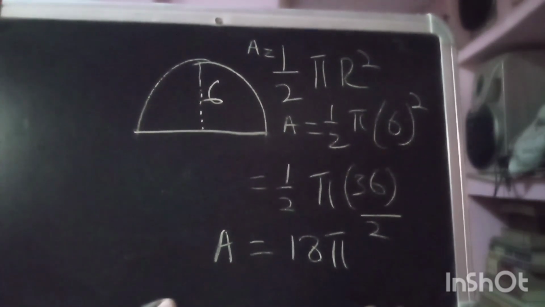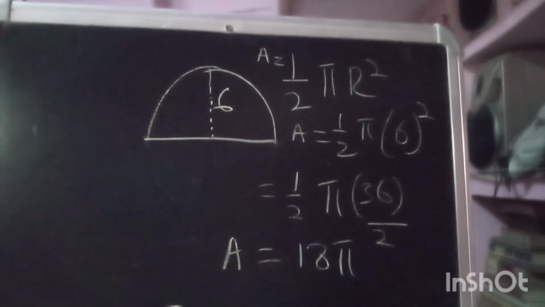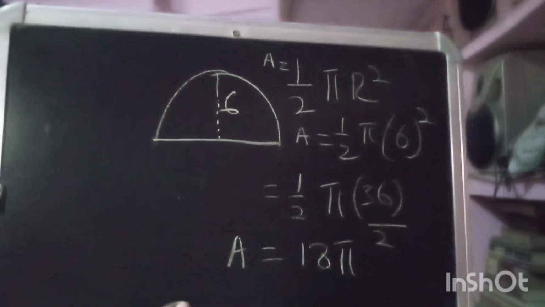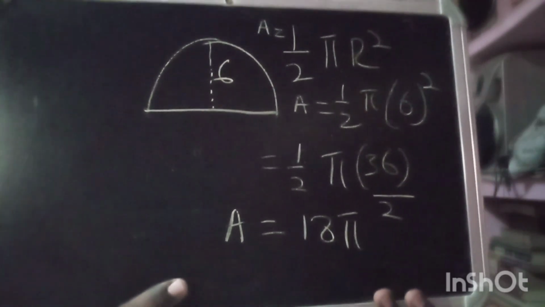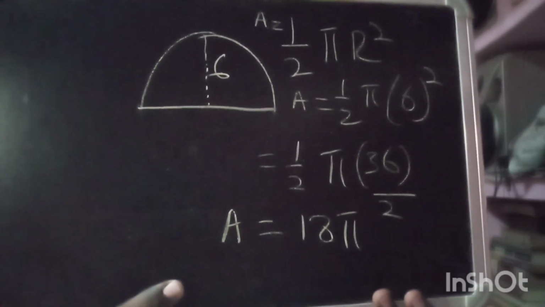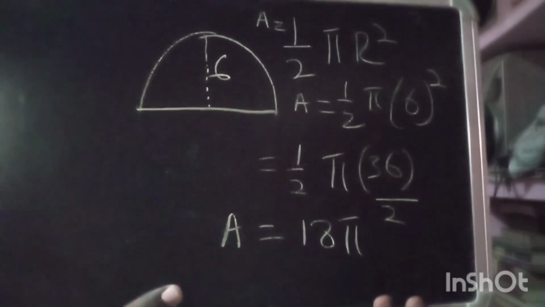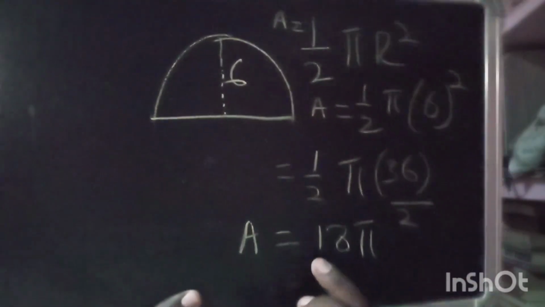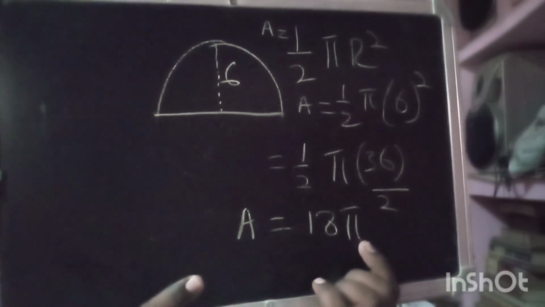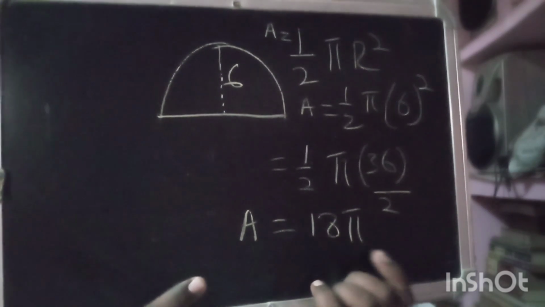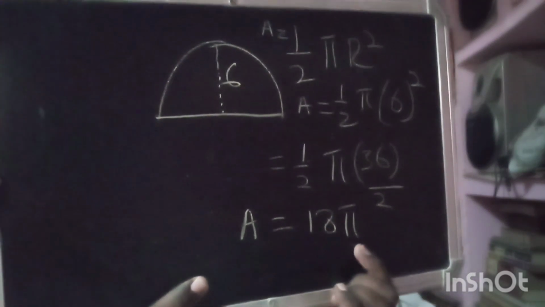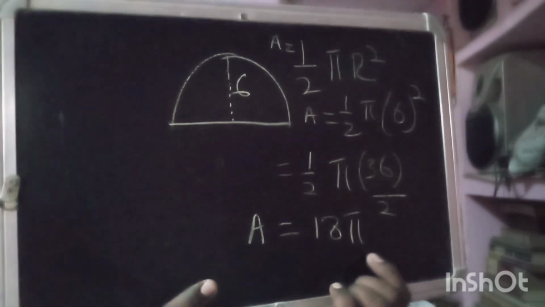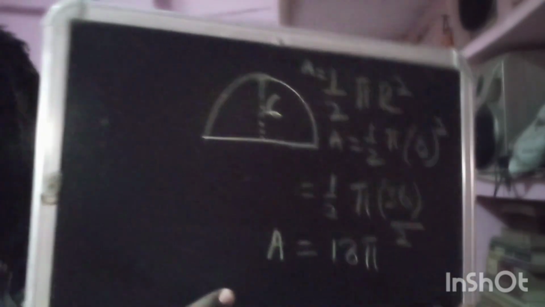Now the value of pi is actually 3.14. So if you want to calculate the entire thing, you plug in pi and multiply by 18. Then you will get the area of the semicircle. This is 3.14, so 3.14 times 18 will give you the area. This is pi. Pi is called pi.